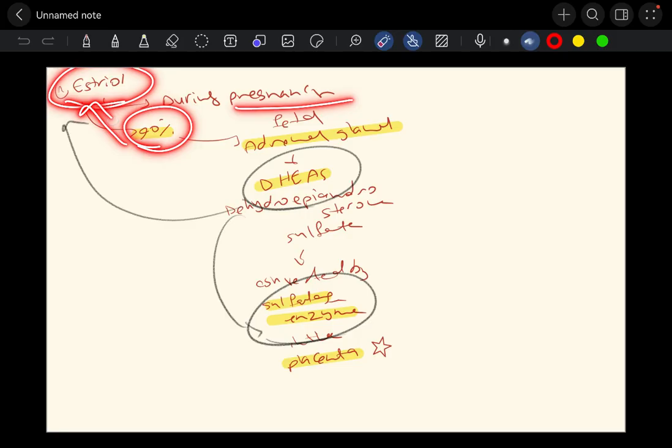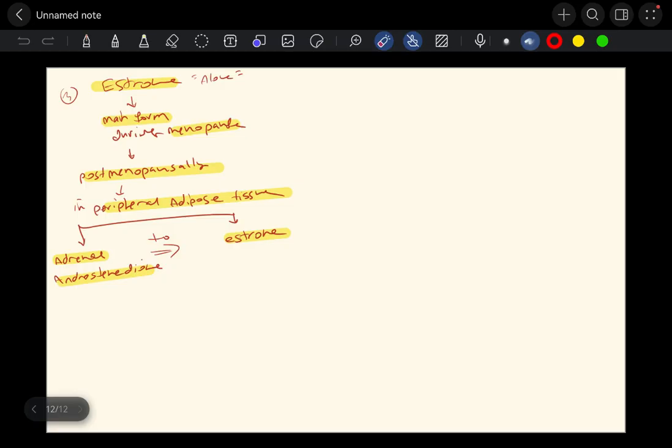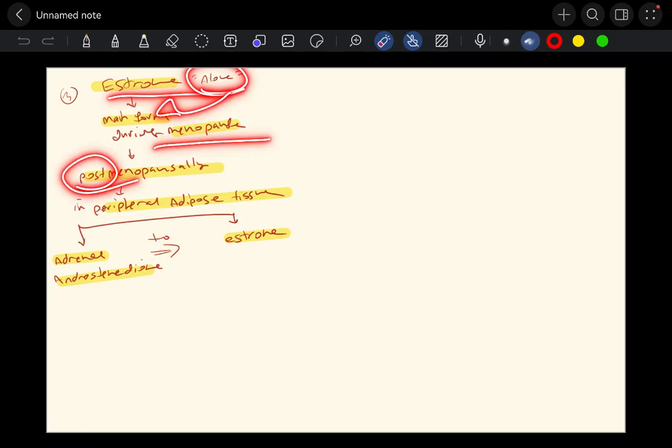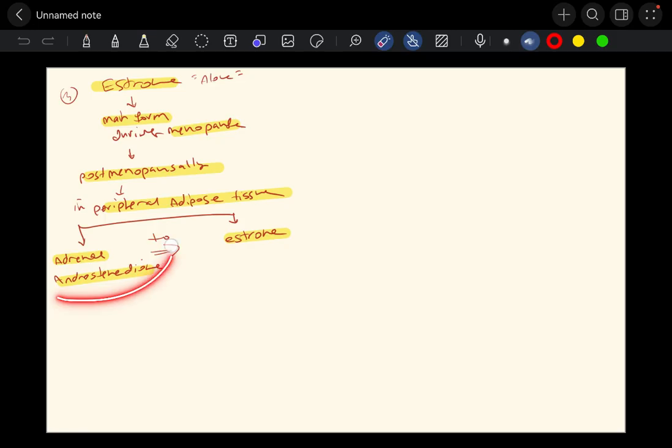90% of estriol comes from the fetal adrenal gland's dehydroepiandrosterone sulfate, which is converted by the sulfatase enzyme in the placenta. So the sulfatase enzyme helps dehydroepiandrosterone sulfate convert to estriol. And lastly, we have estrone, which is common in menopause and postmenopause, and occurs in peripheral adipose tissue, which converts adrenal androstenedione to estrone.